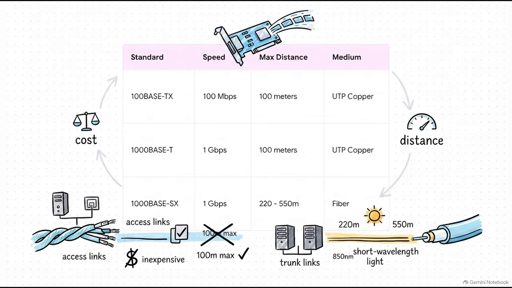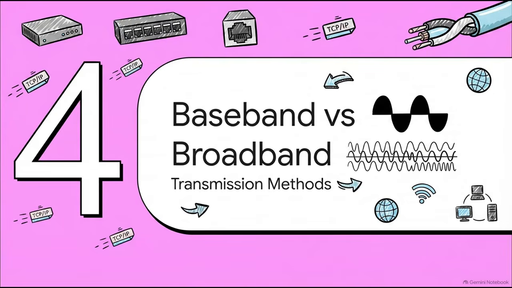When you need to go further, say connecting two server rooms or bridging entire floors, you need trunk links. That's where 1000BASE-SX steps up. The S actually stands for short wavelength light, specifically 850 nanometers. This multi-mode fiber standard pushes 1 gigabit per second speeds over much longer distances, anywhere from 220 to 550 meters, depending on the fiber's core diameter. So the takeaway here: engineers are always doing this strict balancing act between cost, speed, and distance when choosing a medium.